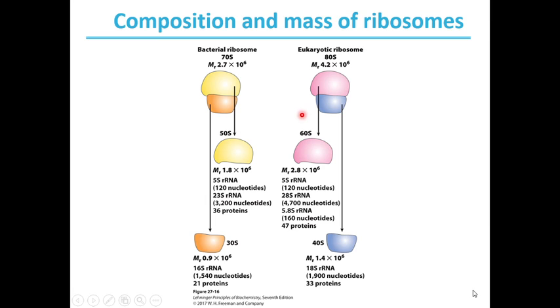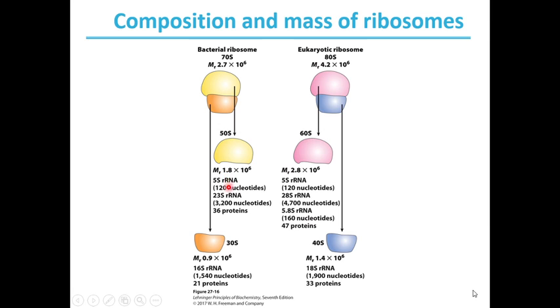Let us consider the composition and mass of ribosomes in prokaryotes and eukaryotes. In E. coli, the cell contains about 15,000 or more ribosomes. The bacterial ribosomes contain about 65% RNA and 35% protein. The bacterial ribosomes have 2 different subunits, a larger 50S subunit and a smaller 30S subunit.